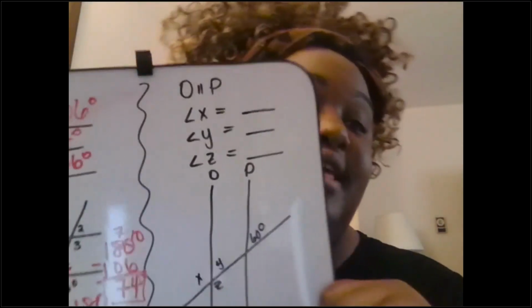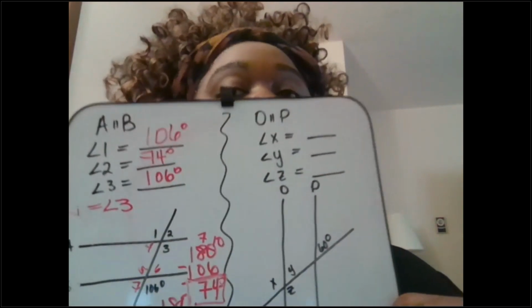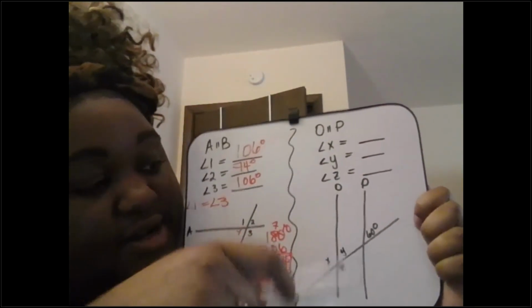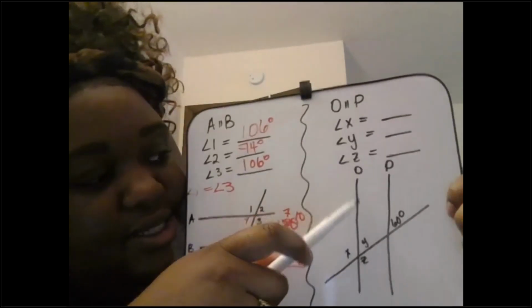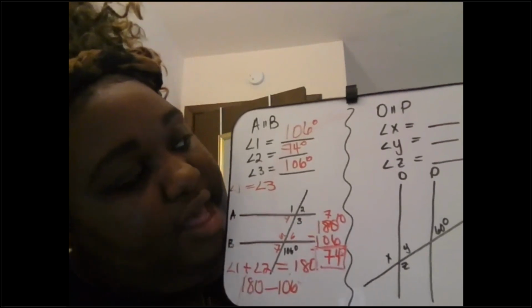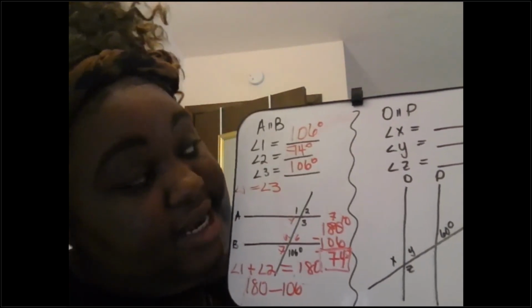I'm actually going to use a different color so we can tell them apart. I have lines O and P. So this time they're not going across, they're going up and down, they're going vertical. So here's line O, that's line P. They want us to know from those, and that they're parallel to each other.